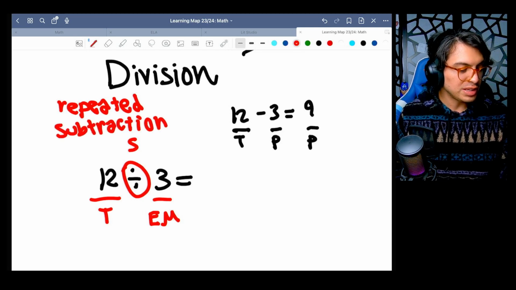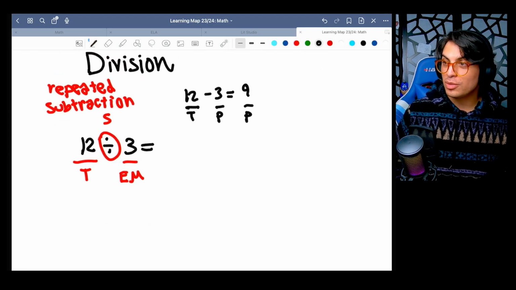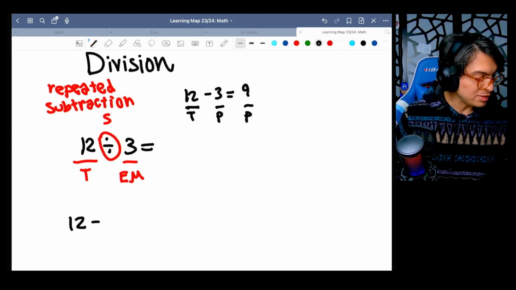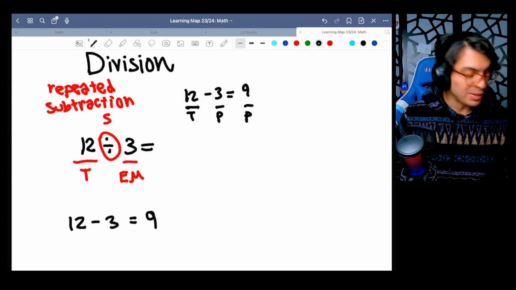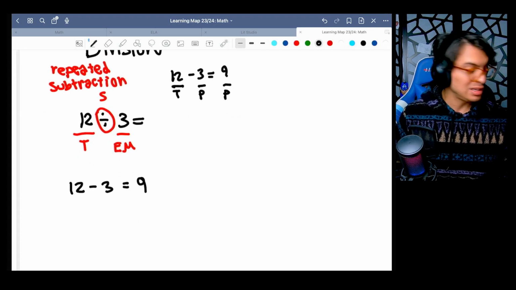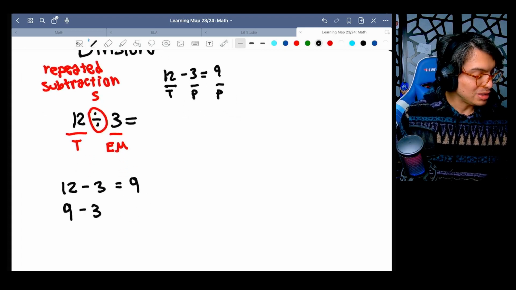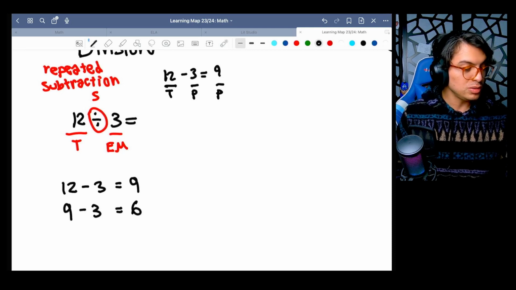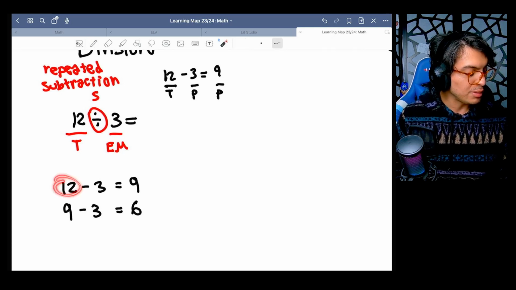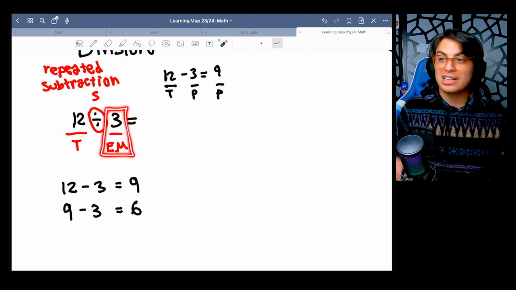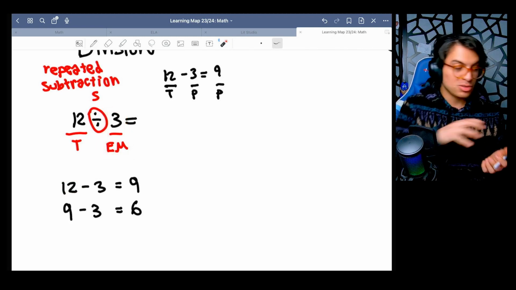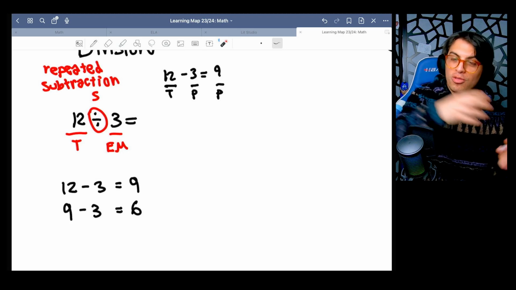Let's remind ourselves what that looks like. If I'm doing this problem, I have a total of 12. I'm going to take away 3. Now I have 9. I'm not done. I have 9. I take away 3. Now I have 6. Notice we started with a total and we're repeatedly subtracting in equal measures. We're taking out the same thing over and over again.